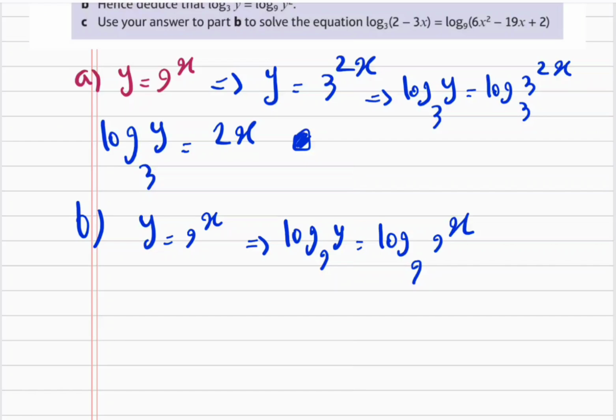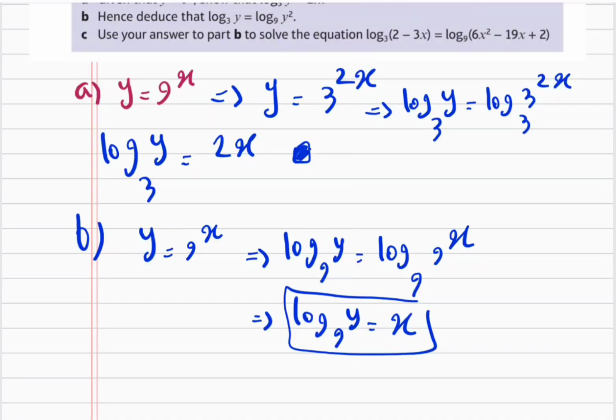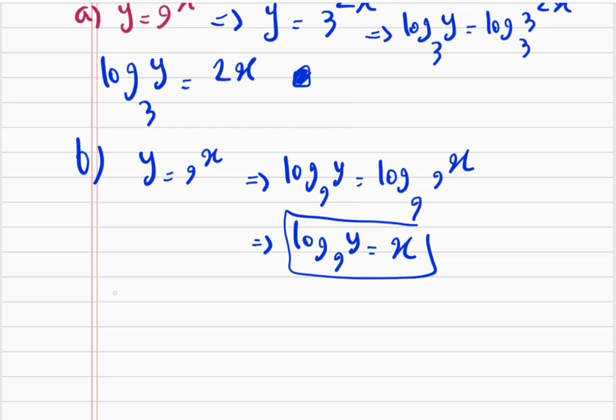When we simplify the right-hand side, the left-hand side remains the same, so it's just log base 9 of y, but on the right-hand side, log base 9 of 9 is just equal to 1, so we just get x, and it's very important. So x is equal to log base 9 of y. Now here we can use a very interesting trick: we can multiply both sides by 2, because if we do so, we'll get 2 log base 9 of y is equal to 2x.